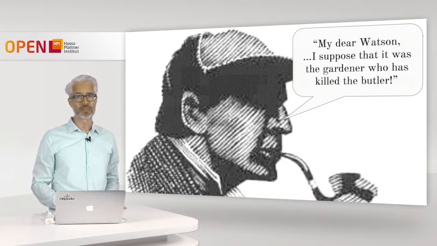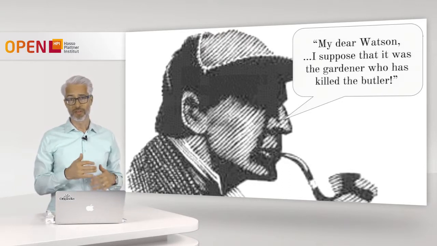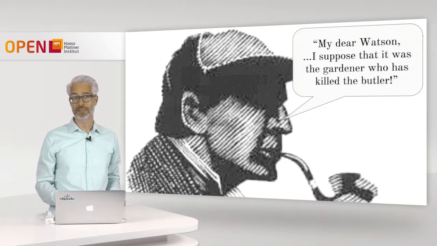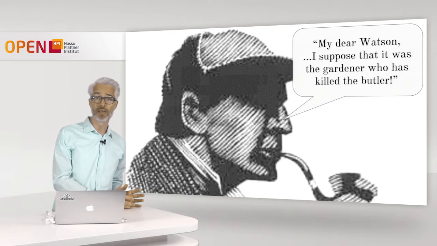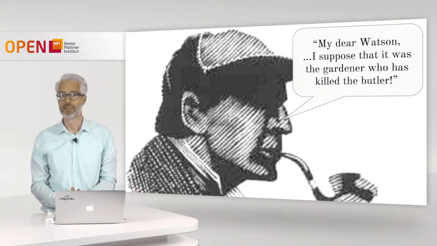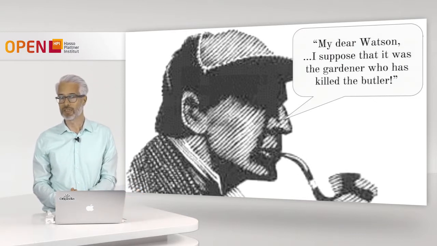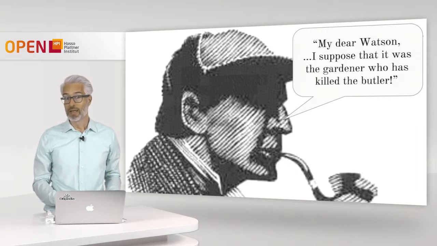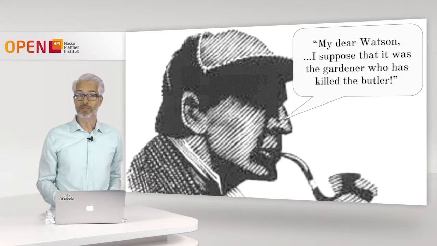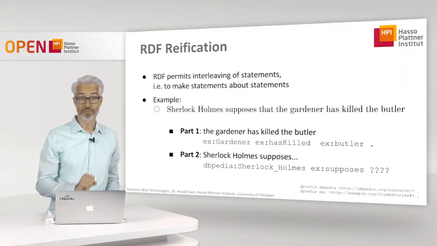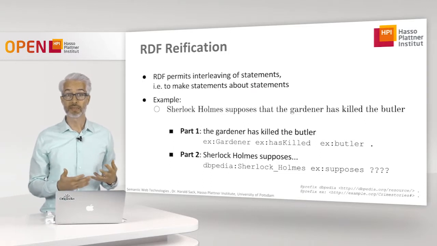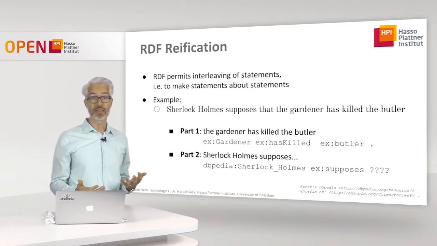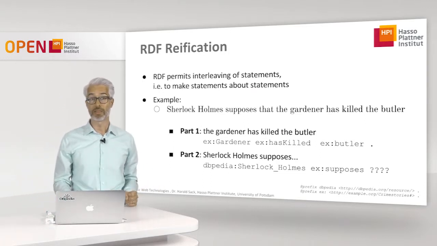Might be difficult, as you see, because two different facts and statements are intertwined. So Sherlock Holmes supposes something about a fact. So the gardener might have killed the butler. How do I connect that? And the way to do that is called reification. So this is RDF reification. It means RDF permits the interleaving of statements and making statements simply about statements.